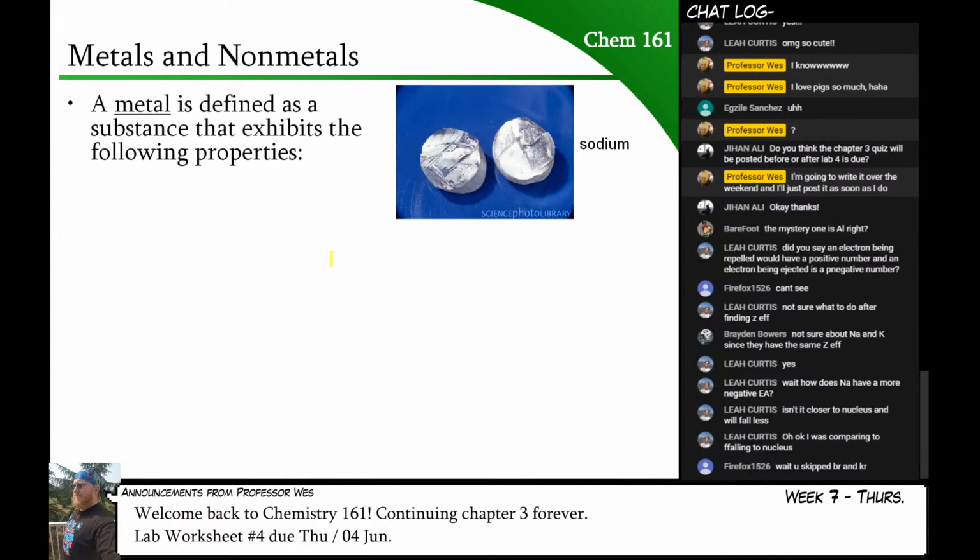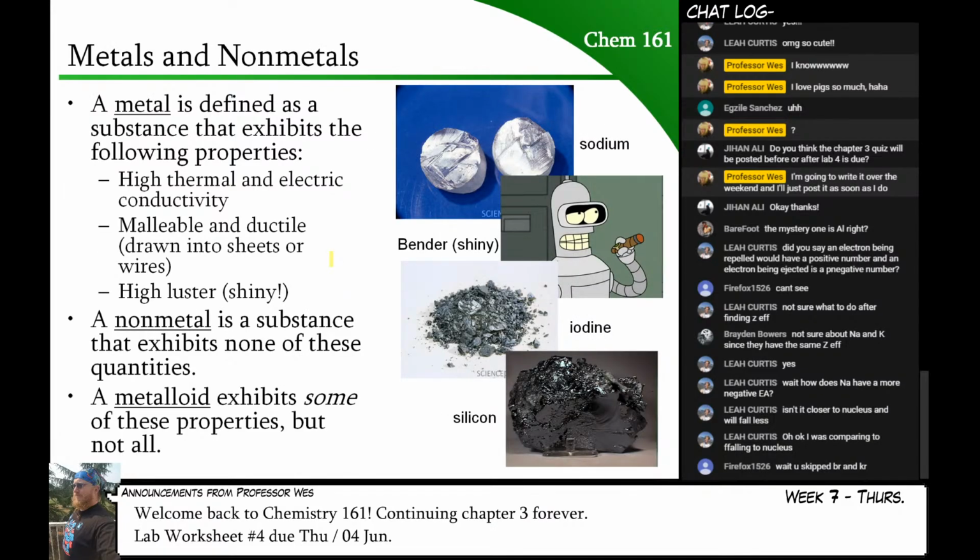I do want to quickly go over metals and nonmetals real fast, though. A metal is going to be defined as anything that has these traits to it. Metals are conductive, both electrically and thermally, so they conduct heat very quickly and easily.